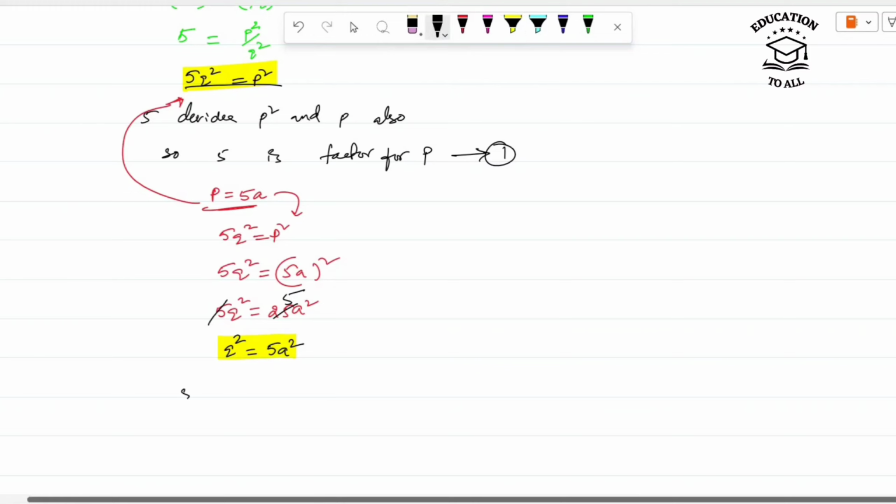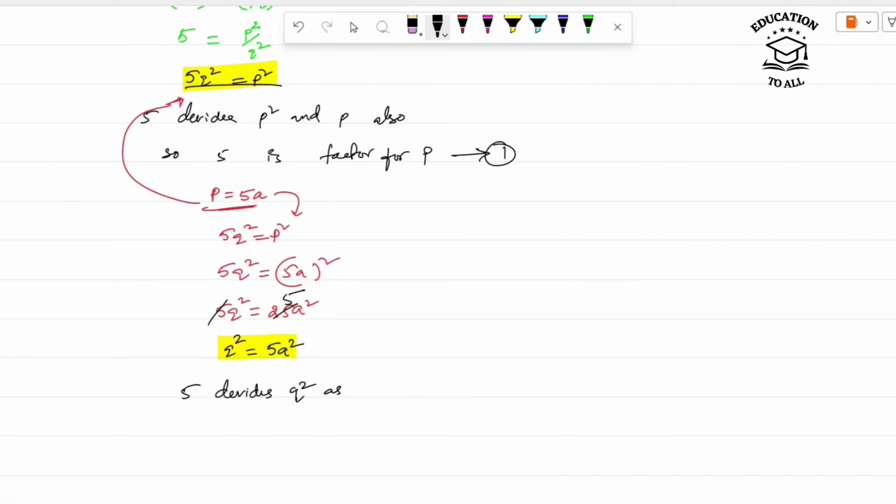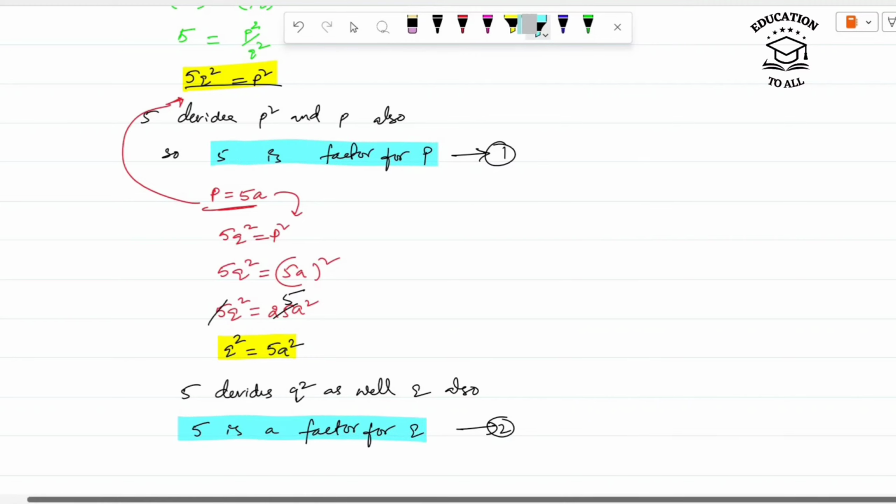So here I can say 5 divides q square as well as q also. If it is dividing, can I say it's a factor? Definitely. So 5 is a factor for q. So it's equation number 2. Observe equation number 1 and 2 carefully. 5 is a factor for p, 5 is a factor for q also.